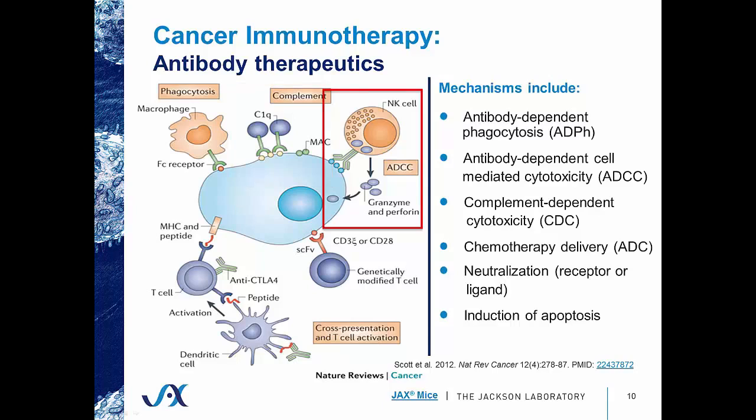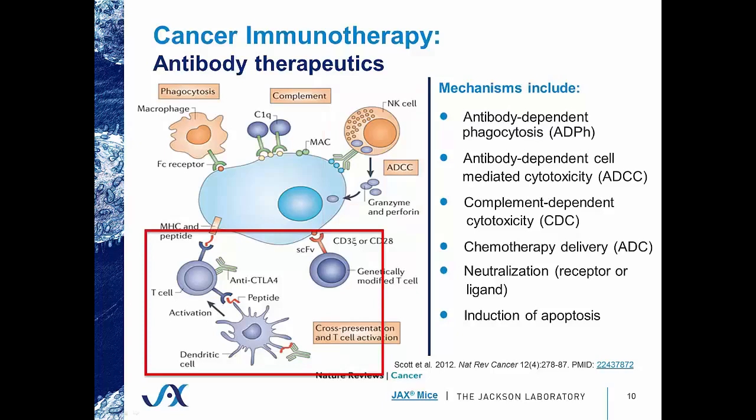There's also ADCC, or antibody-dependent cell-mediated cytotoxicity, in which a natural killer cell will bind to the Fc portion of that antibody that will then subsequently release granzyme and perforin to then cause apoptosis of that tumor cell. And then finally, there's cross-presentation and T cell activation, in which a dendritic cell will present that cancer cell antigen to a neighboring T cell, which will then mediate the appropriate response.